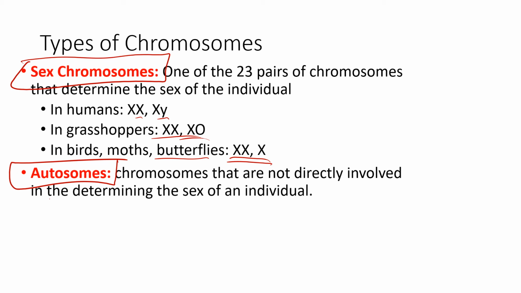Autosomes are chromosomes that are not directly involved in determining the sex of an individual. So basically, it's the other 22 pairs.